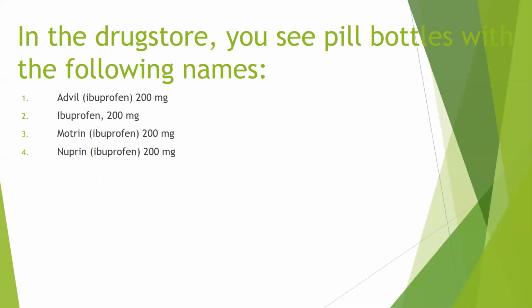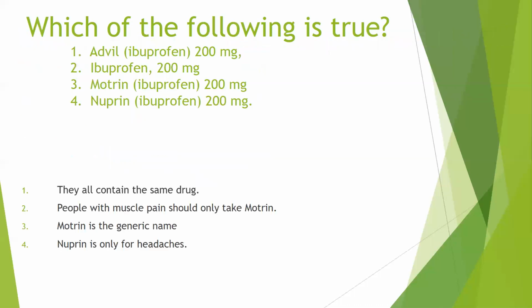So take a look at these 4 medications here. We have Advil, ibuprofen 200 milligrams, Motrin, ibuprofen 200 milligrams, and Nuprin, ibuprofen 200 milligrams. What do you think is true? Which is the correct answer? They all contain the same drug? People with muscle pain should only take Motrin? Motrin is the generic name? Nuprin is only for headaches?